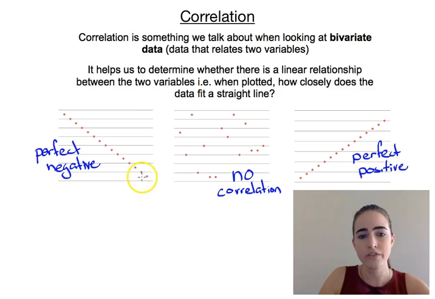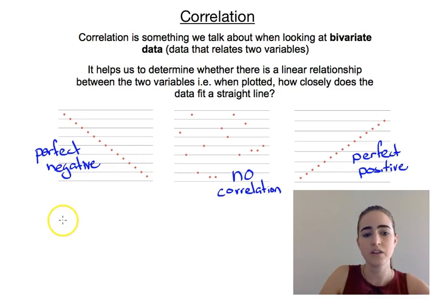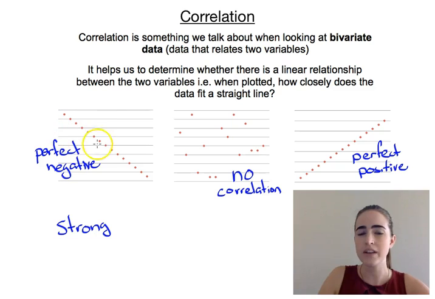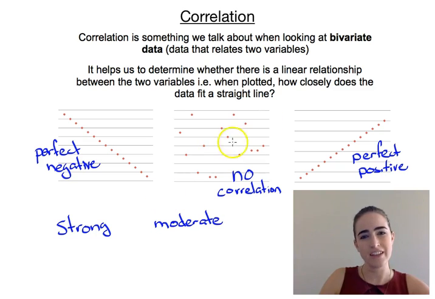If it's not a perfect straight line, but it's pretty close to one, we can use a word like strong, so a strong correlation. If you can still tell which way it's going and it's approximating a line, but it's not quite a strong one, you can use the word moderate. And if it's just vaguely sloping up to the right, but it's not really forming a straight line, you could use the word weak. So you've got strong, moderate, and weak.